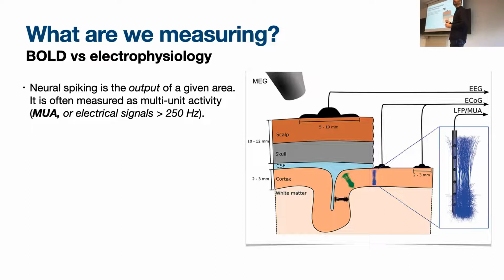But I'm digressing. One of the things that we measure when we measure electrical fields, like voltage changes at a specific electrode, regardless of where it is, is multi-unit activity.